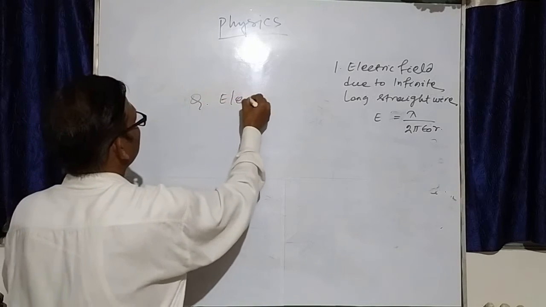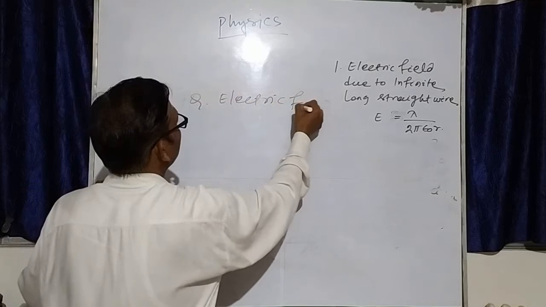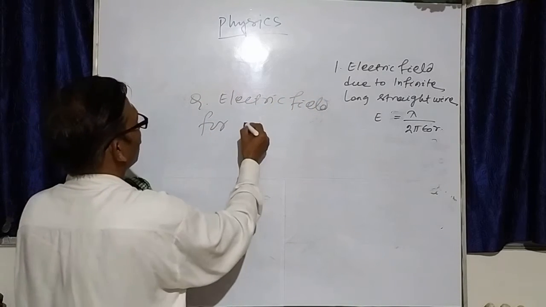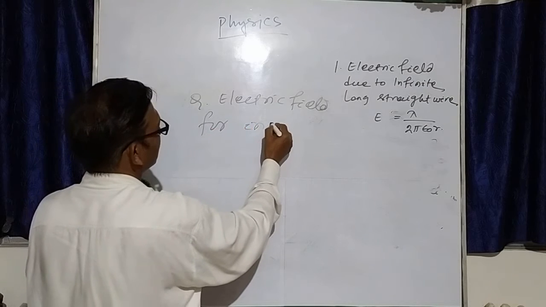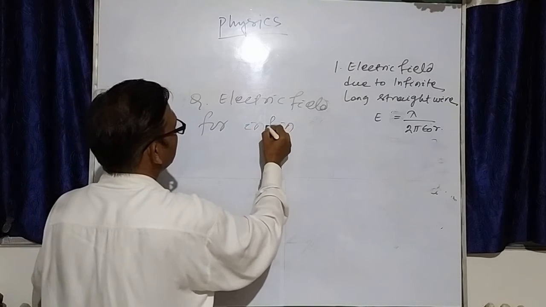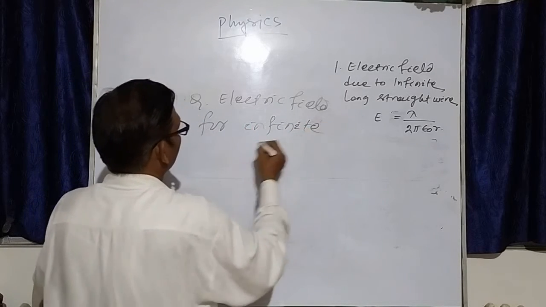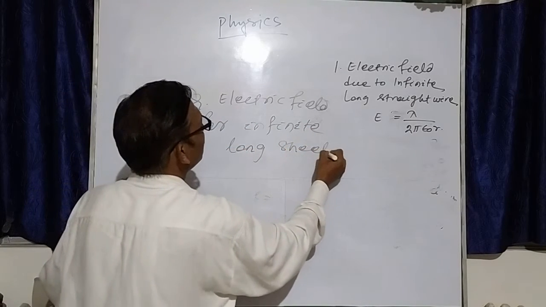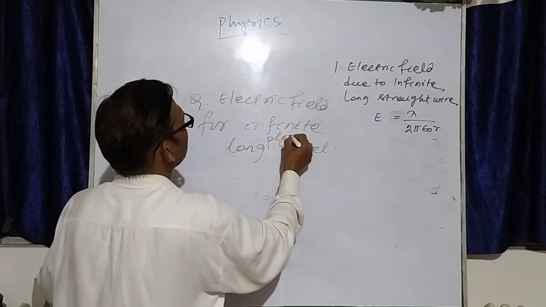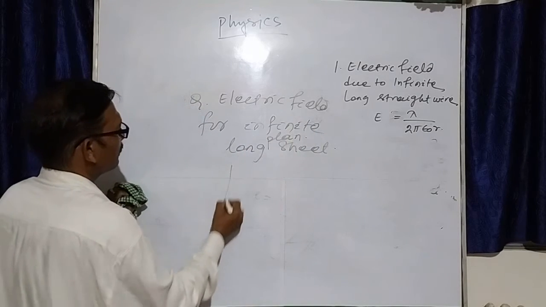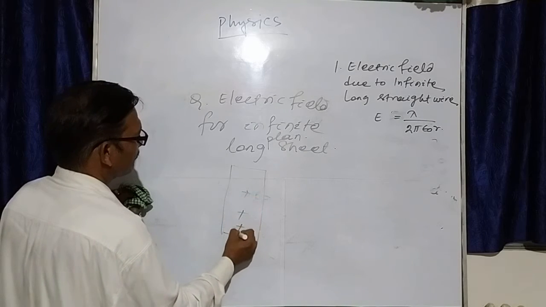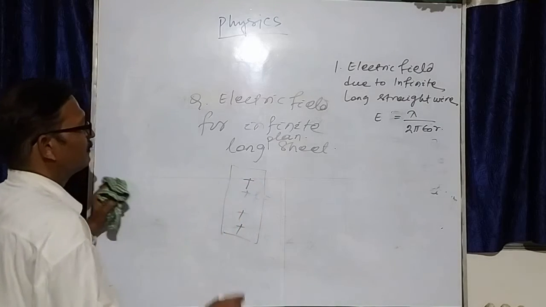Electric field for an infinitely long sheet, or long plane sheet. This is called your plane sheet. Positive charge is present here.